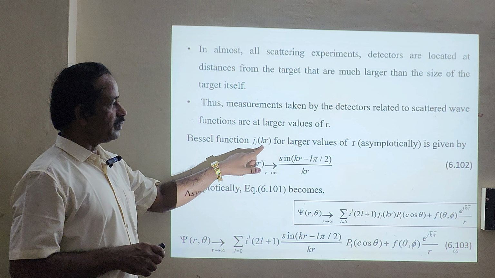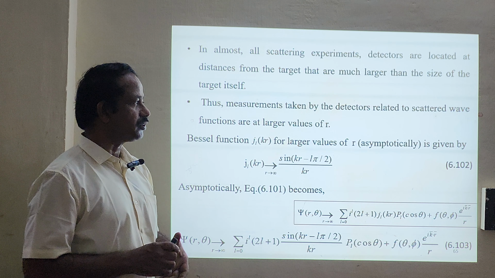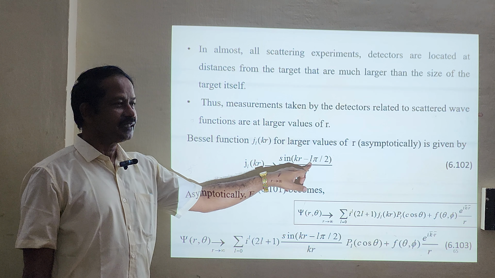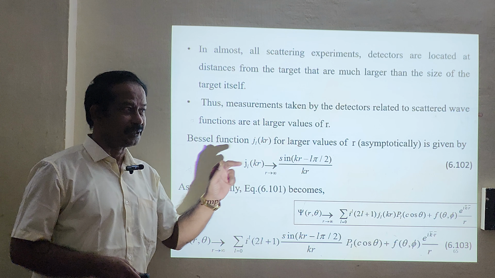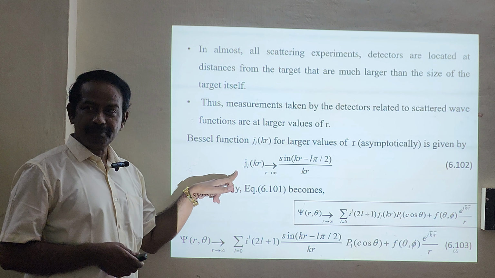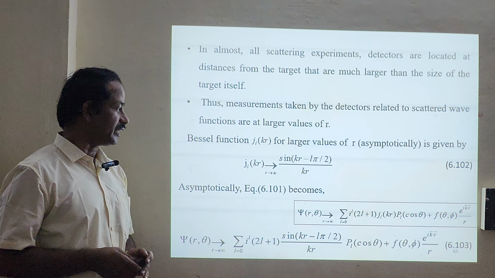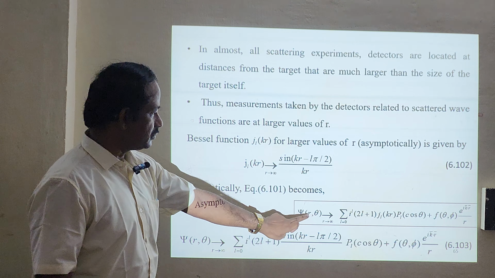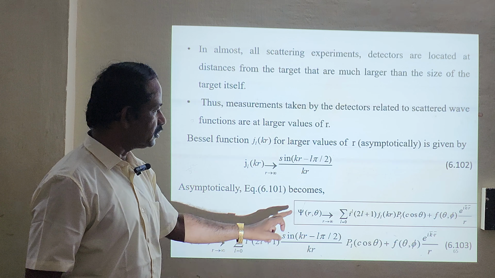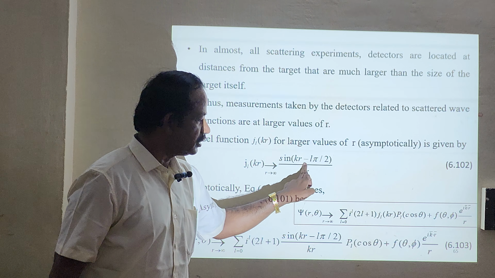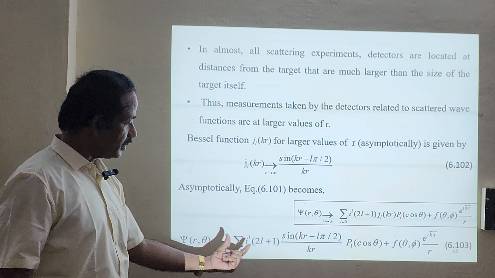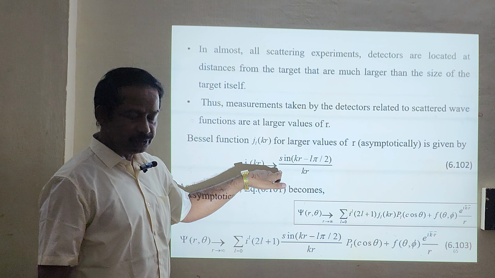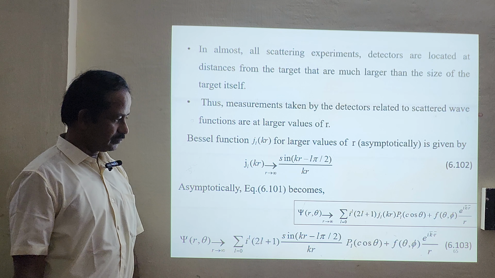The Bessel function j_l(kr) for large values of r is asymptotically given by this expression: sin(kr minus l pi by 2) divided by kr. We have already learned this in mathematical physics. The Bessel function is given in terms of sin for large values of r. So now this equation, equation 1, becomes: instead of j_l(kr), you substitute this expression. So you will have the total wave function as this expression, plus your scattered wave.